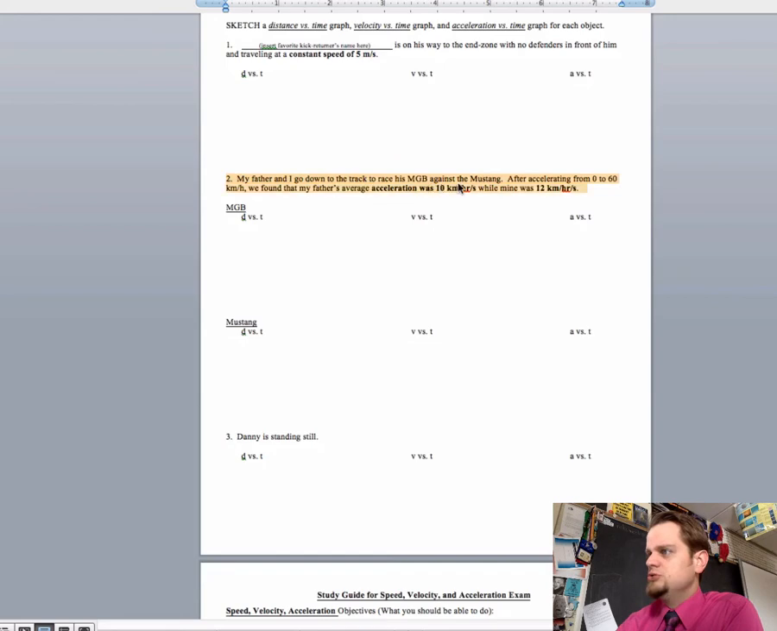Now, number 2, we're talking about acceleration. All right. Now, I'm going to try to do this one here. Well, maybe not. I thought my little notepad was going to work, but it's not working today. So let me just zoom in.